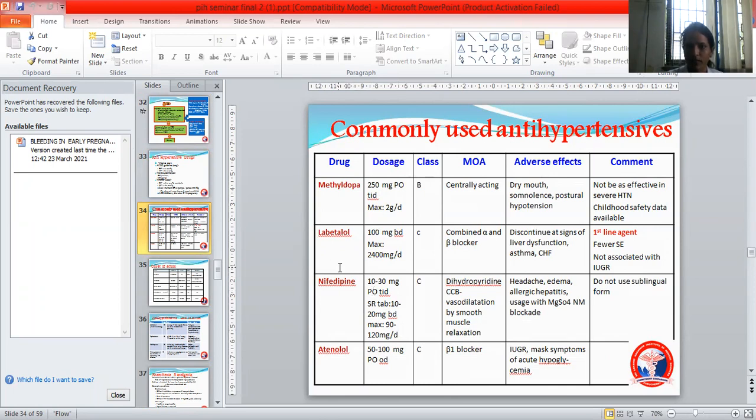So labetalol is a combined alpha-beta blocker. Nifedipine is a calcium channel blocker, and methyldopa has central action. All these can be used. The first line which is usually used is labetalol.